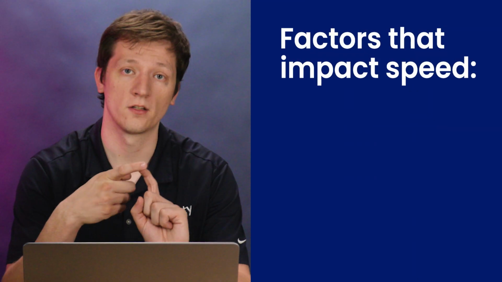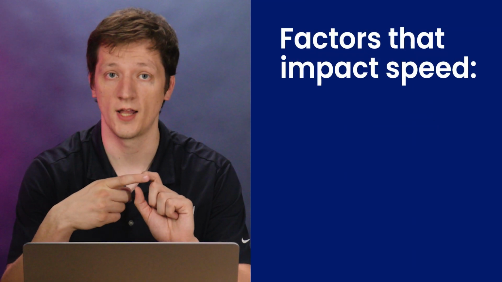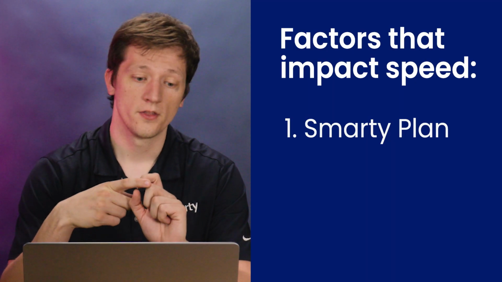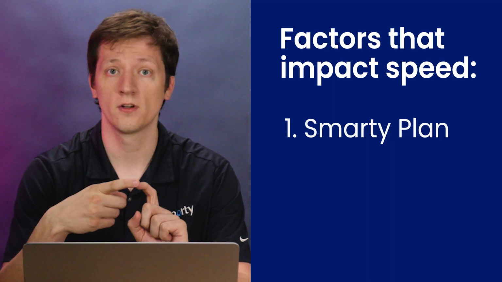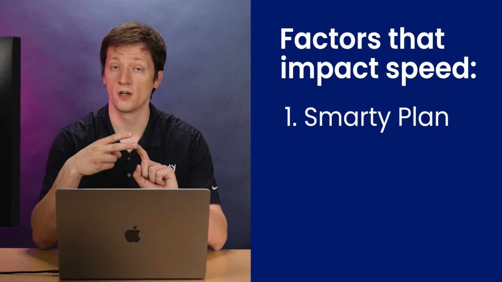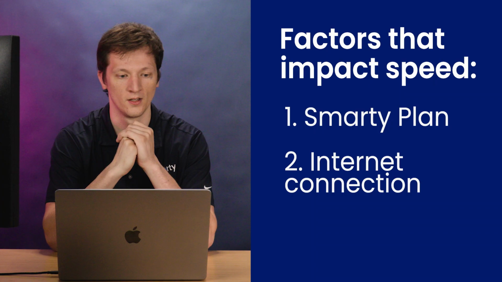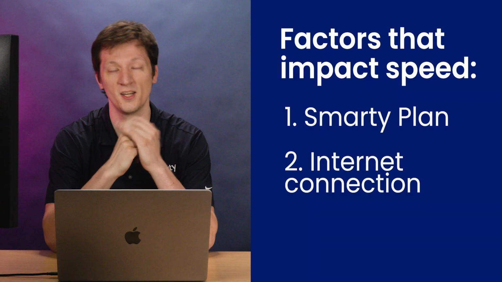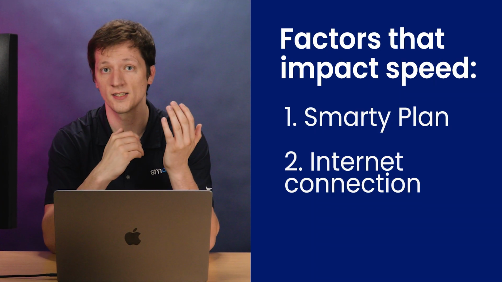The number one factor that impacts your speed with the CLI is your Smarty plan. There's various Smarty plans that have different amounts of throughputs depending on your specific need. If you find that the current throughput is not sufficient for your current needs, reach out to us. The second biggest factor is your internet connection. If you're still rocking dial-up internet, then you might not be getting the necessary speed.